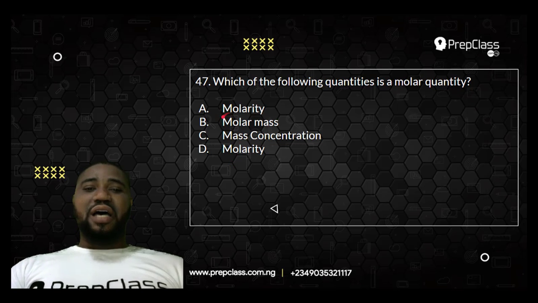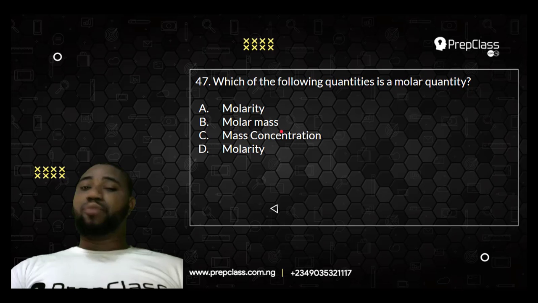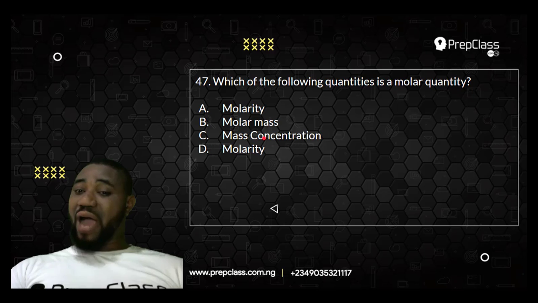And then they say which of the following quantity is a molar quantity. So molar quantity is supposed to be molarity or molar mass. Are you following? Molarity, molar mass, molar concentration, they are all mole quantities. But mass concentration is not a molar quantity. So I don't know if they mean which of the following is not a molar quantity.